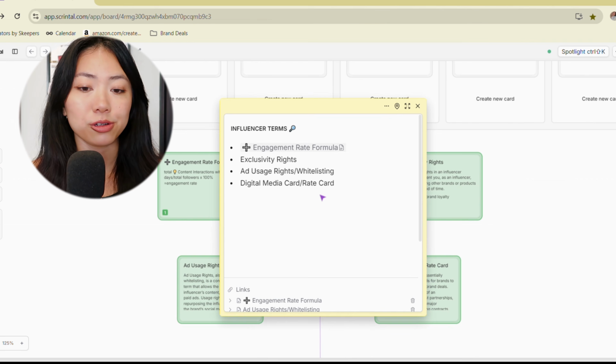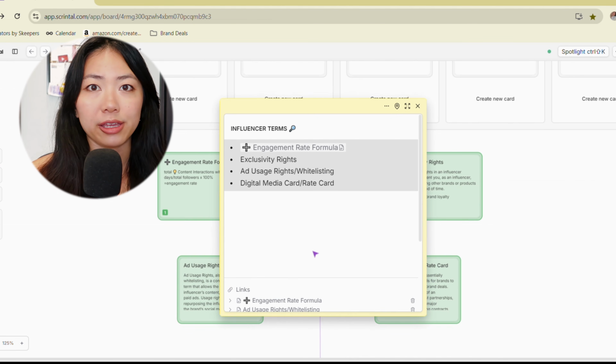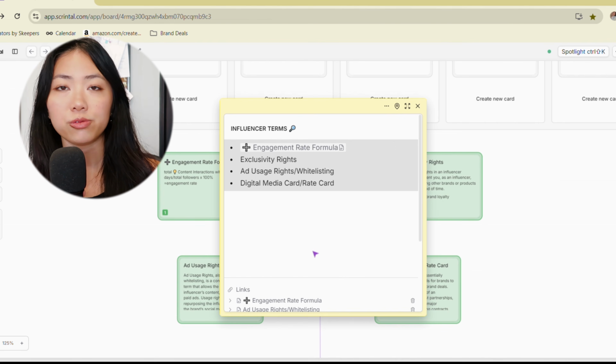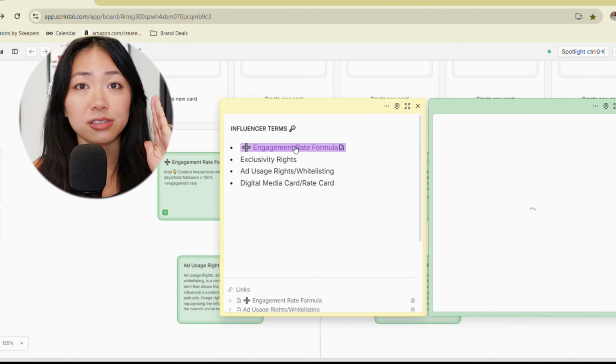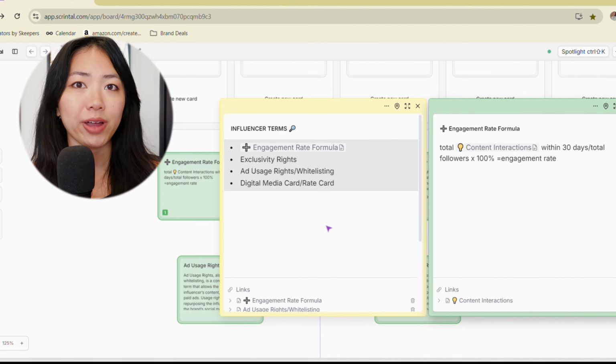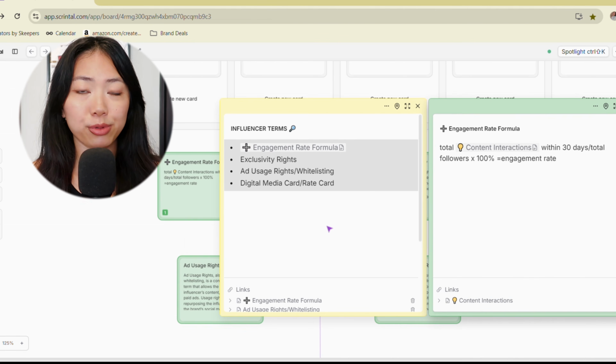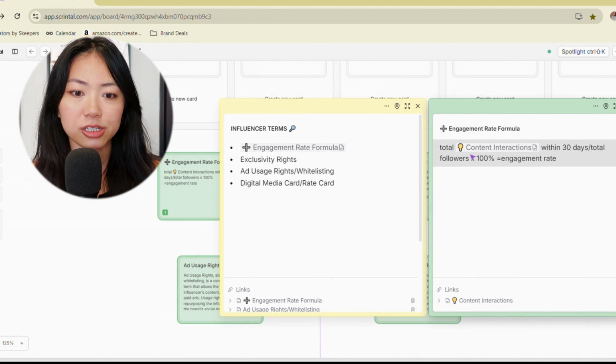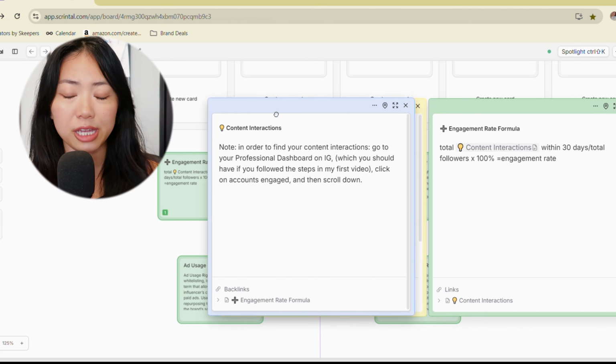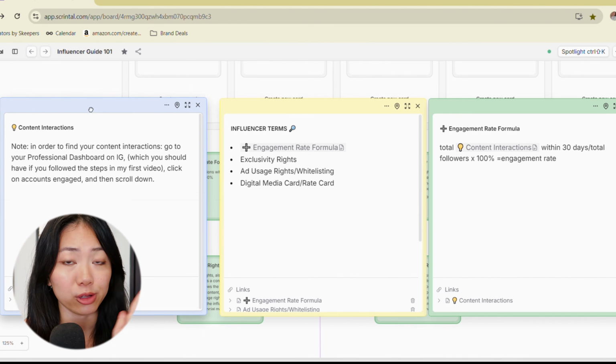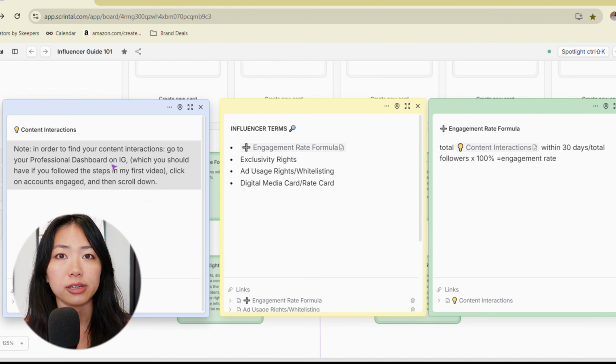To calculate your total engagement rate, you're going to want to take your total content interactions within a 30-day period, divide that by your total number of followers, and then multiply that number by 100%. And in order to find your content interactions, you'll want to go into your professional dashboard, which you should have if you followed my tips in my first video. Click on accounts engaged and then scroll down until you see your total content interaction number.